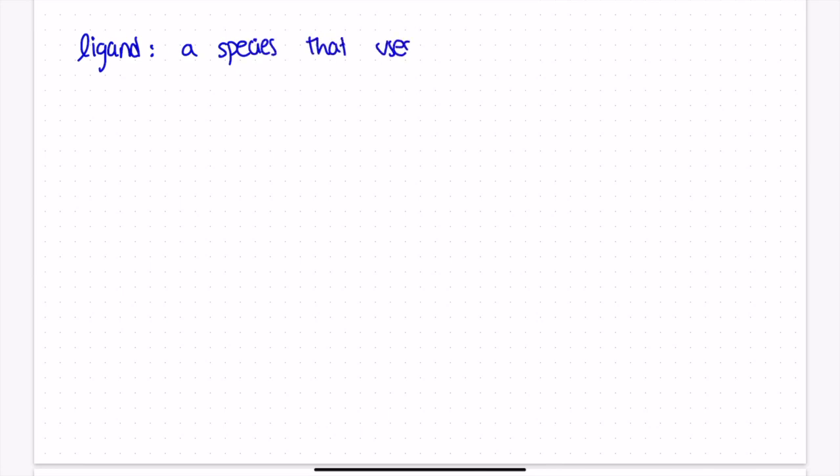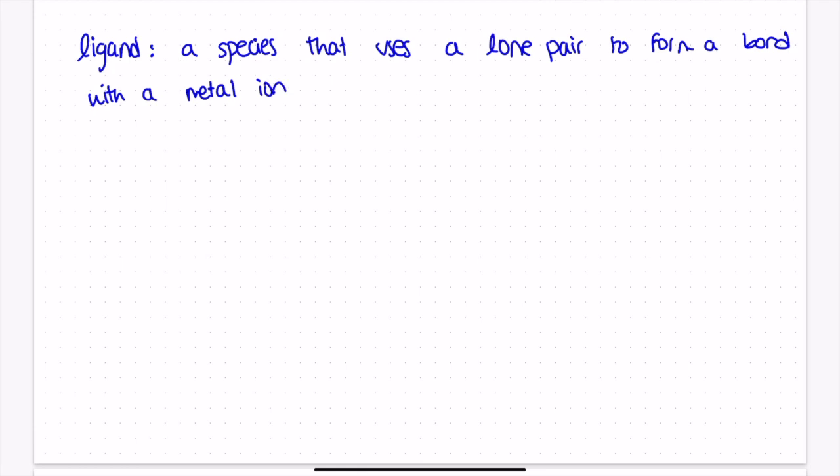First, in part I, the question asks us about the explanation or the meaning of a ligand. A ligand is a species that has a lone pair, which it uses to form a bond with a metal ion. I'll be using some examples to explain more what a ligand is. However, explaining a ligand and defining it will let us gain 1 mark from the 2 marks of this question.